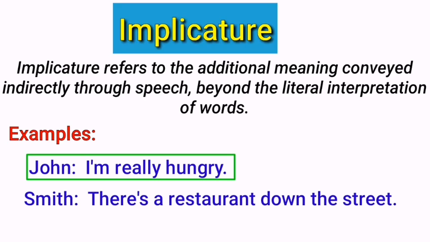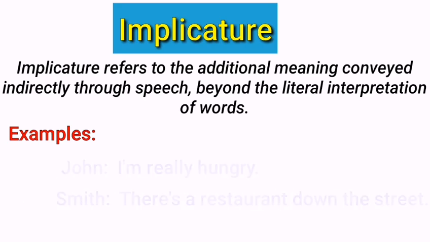Basically, John did not say directly that he is in search of a restaurant to buy some food. But Smith got it that John wants the location of the restaurant. So, you can see he said something indirectly, so this indirect saying is called implicature in pragmatics.